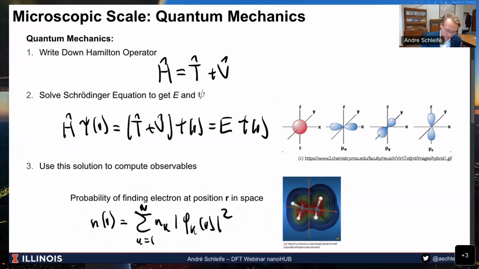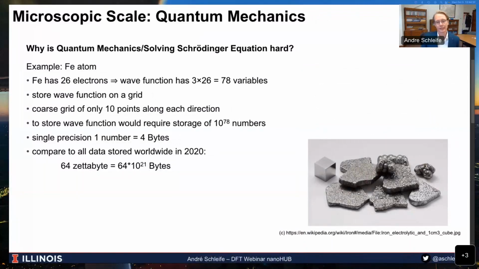The example that I show here is, I think, very instructive because it really illustrates this exponential challenge. The example I pick here is an iron atom. So we take one atom of iron, only one. Iron itself as a bulk material looks like this. I just put this here for illustration. This single iron atom has 26 electrons. And that means that our wave function describing that iron atom will have a total of 3 times 26, which equals 78 variables. So why is that?